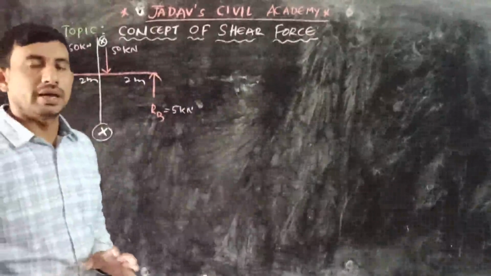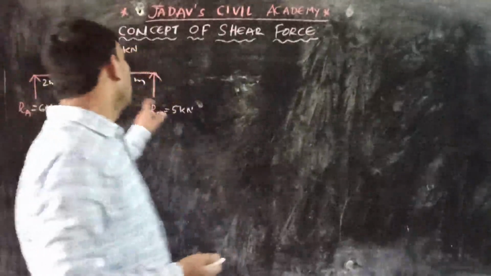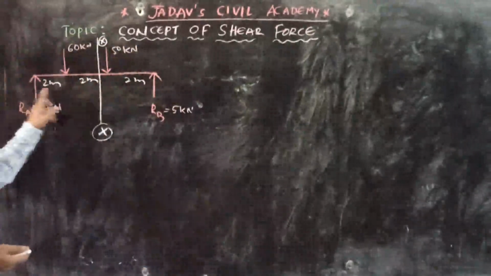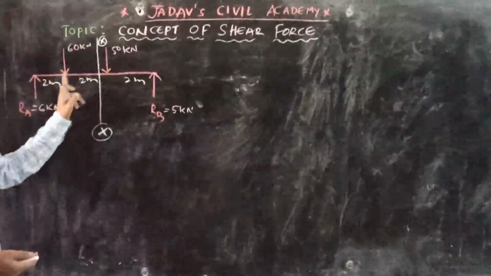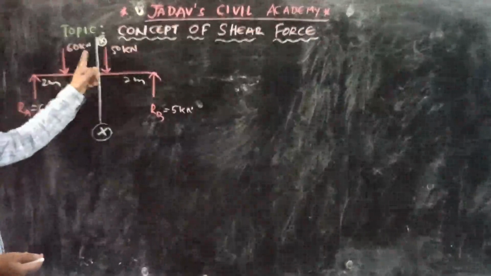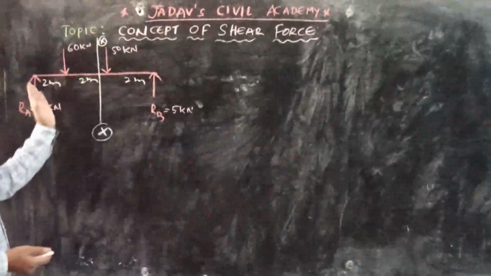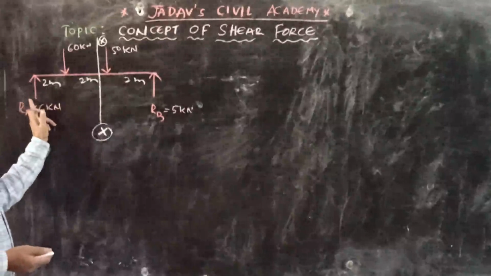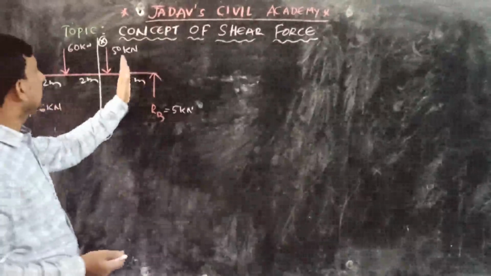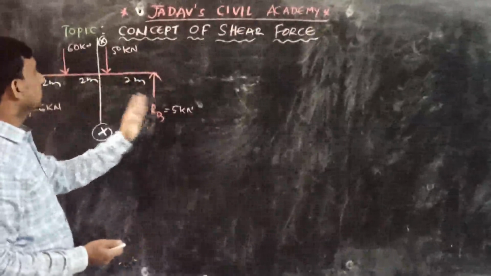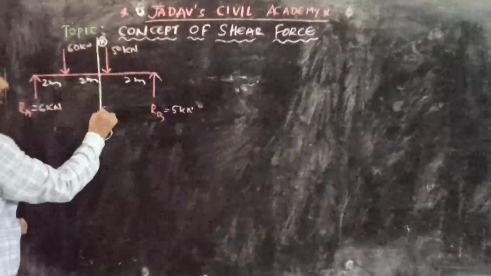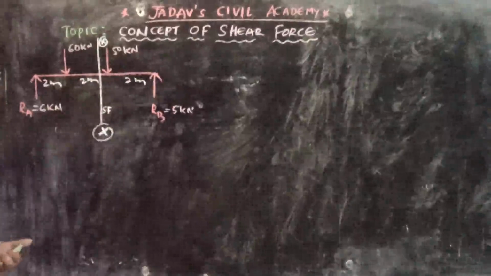So let us calculate shear force for a loaded beam at a given section. So here I have a problem. A simply supported beam subjected to two point loads of 60 kilonewtons and 50 kilonewtons, where 60 kilonewtons is acting 2 meters from the left support, and 50 kilonewtons is acting 2 meters from the right support. And here I have a section XX where I am interested to calculate the shear force.